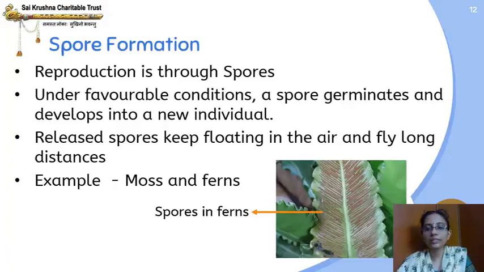Can you see this? Here, this type of plant, this is called a fern. Behind, at the back side of the leaf, you have these brown spots. This is called a spore. They are in a spore bag. Now what happens is they are very light. So, they can easily fly long distances and reproduce in different places. This is called spore formation.